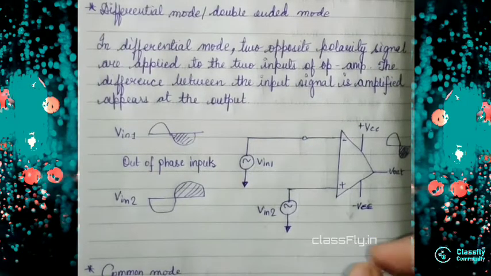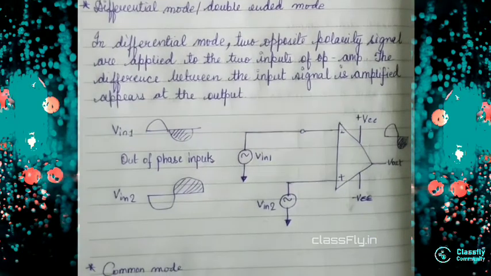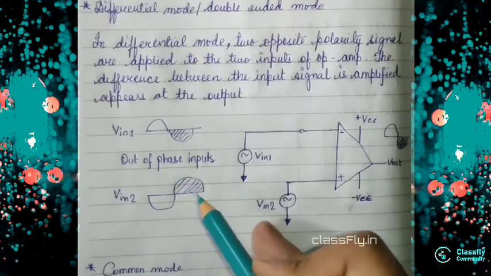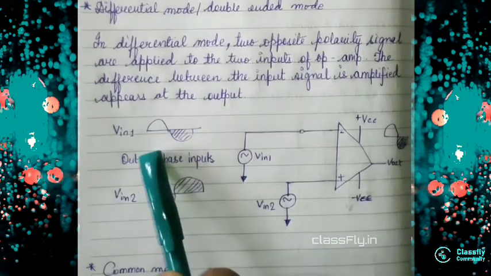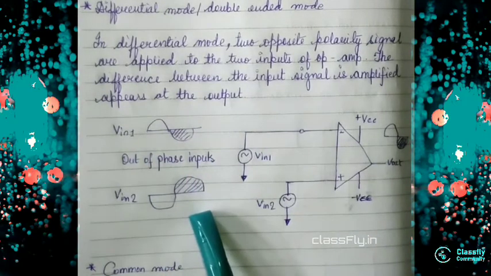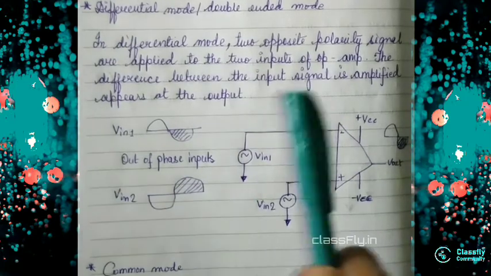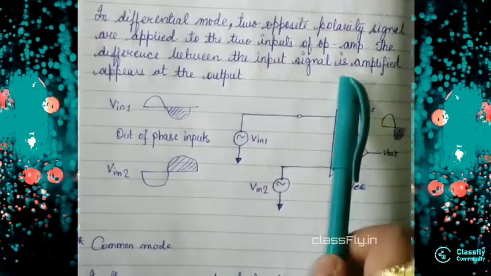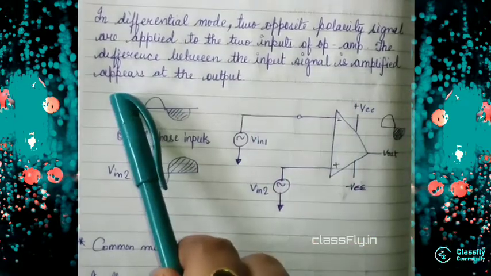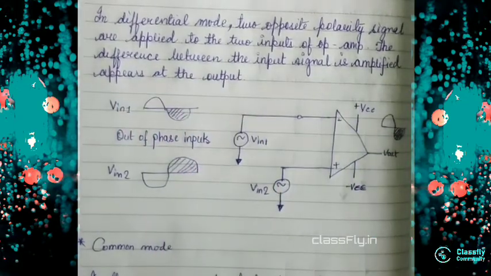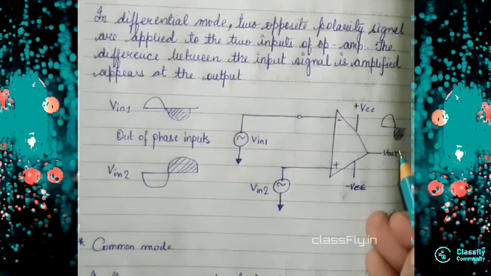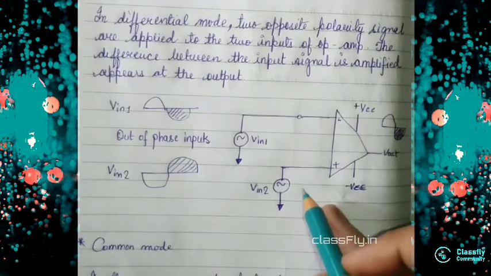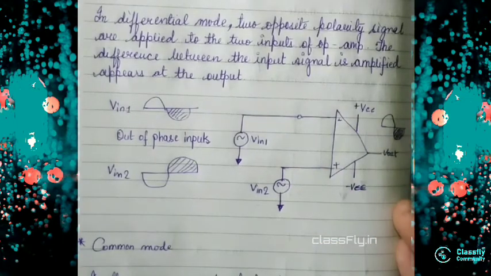In differential mode, or double-ended mode, the specialty is that both the signals will be of different polarity. If this one is positive, then this one will be negative, and if this one is negative, then this one has to be positive. So the difference between the input signals is amplified and appears at the output. What this basically says is that the output which we will get will be an amplified output, which is the difference of these 2 inputs.